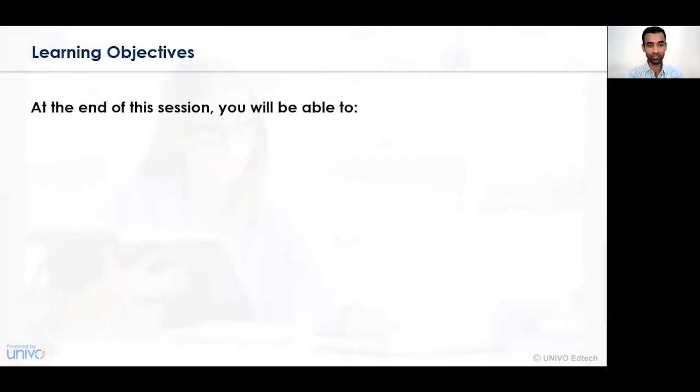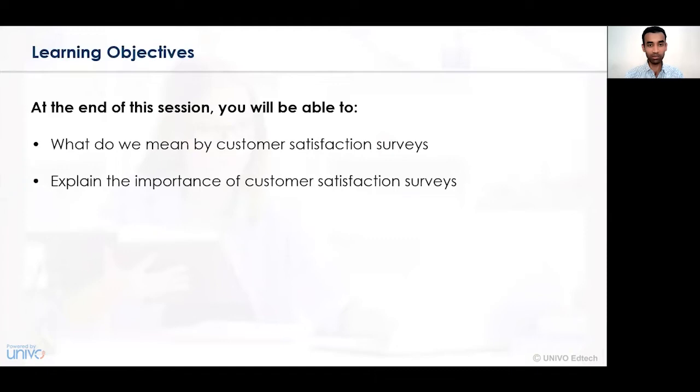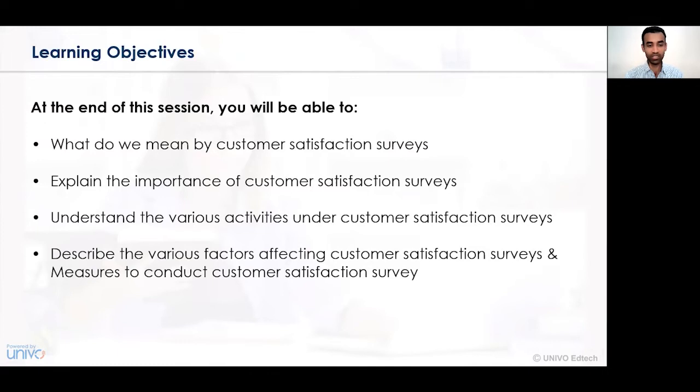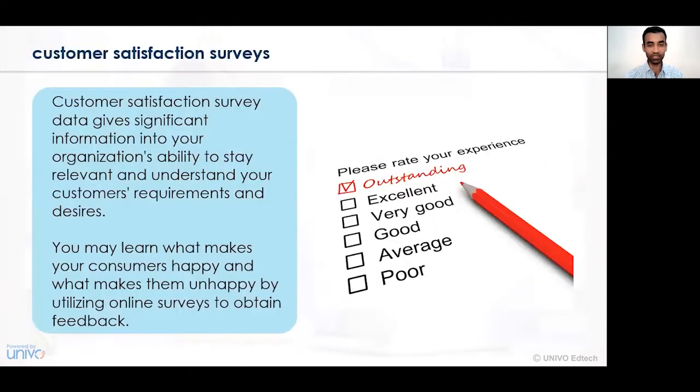The learning objectives. At the end of this particular session, the learners will be able to understand what we mean by customer satisfaction survey, explain the importance of the customer satisfaction survey in an organization, what are the various activities that are undertaken for the effective conduction of customer satisfaction survey, and lastly, what are the various factors that affect the customer satisfaction survey that has been undertaken? Now let's begin with our learning.